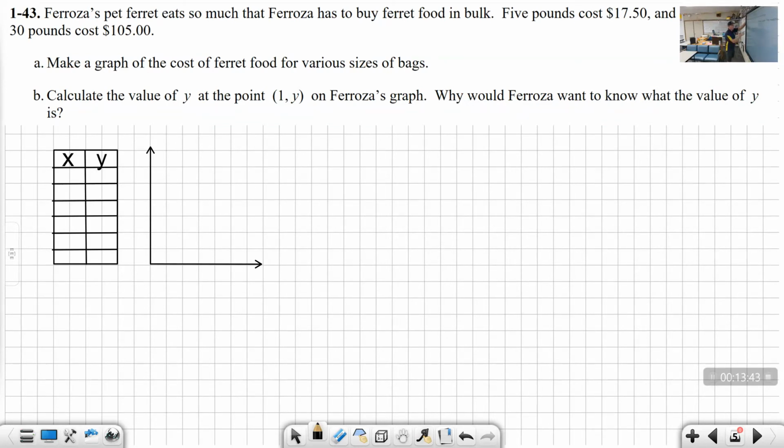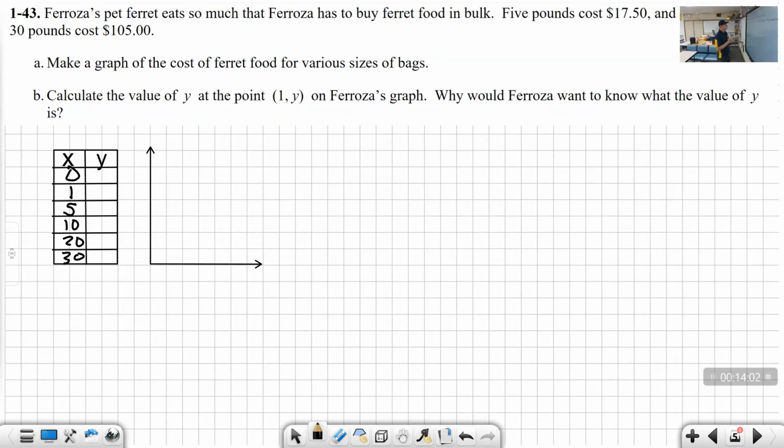Here we go. I am going to do 0. I'm going to do 1. I'm going to do 5. I'm going to do 10. I'm going to do 20. And I'm going to do 30. I know that doesn't follow a pattern, but I'm going to do this anyway.